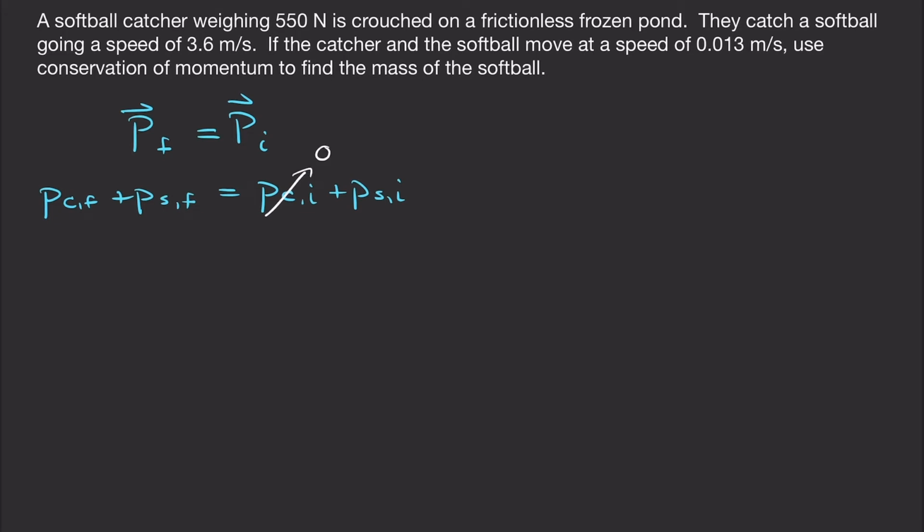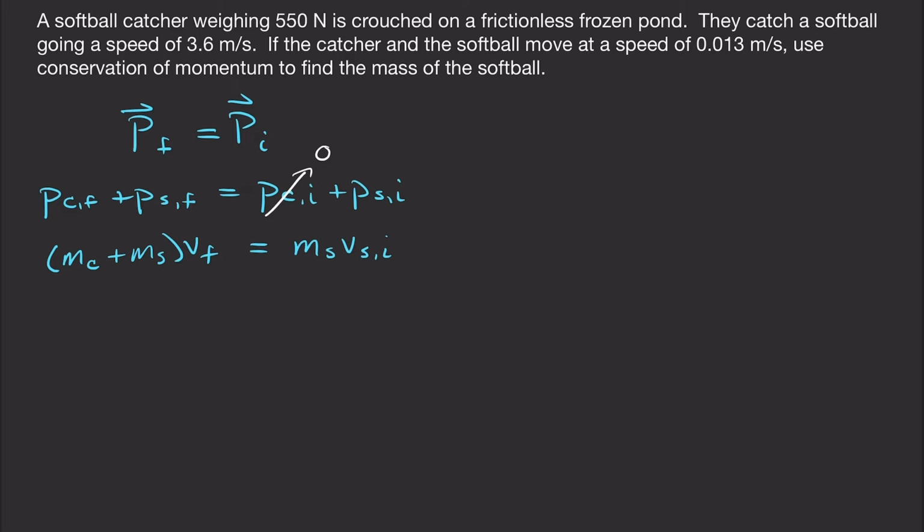and when the catcher does catch the softball, they're going to be stuck together. So it's going to be stuck in their mitt. So we'll have at the end the mass of the catcher plus the mass of the softball all moving together at the same final velocity. And that'll equal the mass of the softball times the initial velocity of the softball. So now we want to solve for the mass of the softball.